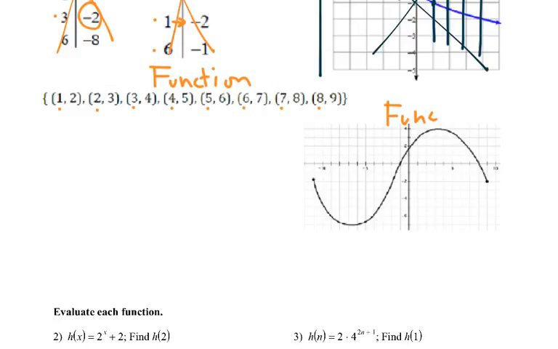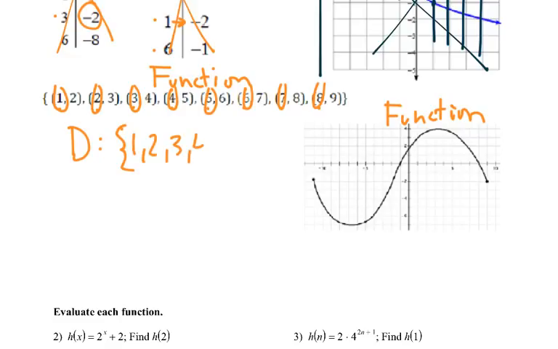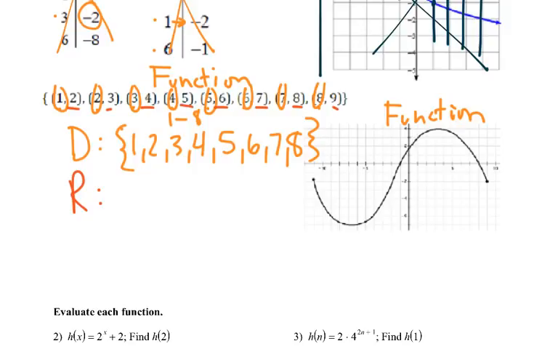Now it wants us to do the domain and the range. The domain is all the x values, so we do fancy brackets like that. And then what are my x values? 1, 2, 3, 4, 5, 6, 7, and 8. So I write those all down. I could go 1 to 8, but because I don't know if I have any of the numbers in between, the decimals or fractions, it would be better if I just wrote my numbers. And the range is all the y values: 2, 3, 4, 5, 6, 7, 8, 9.